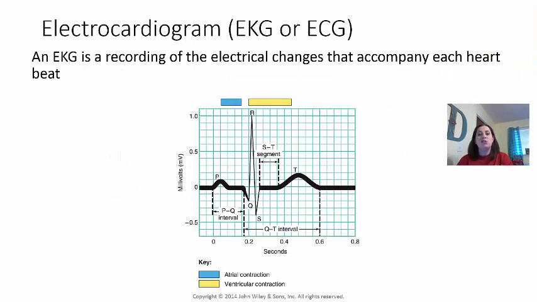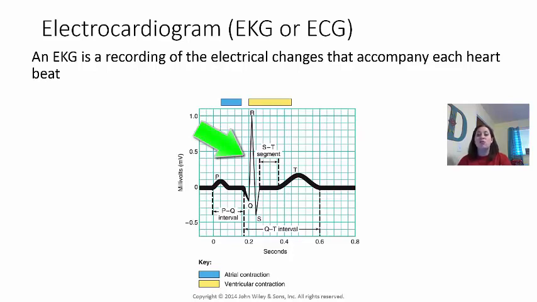So this shows you right here a regular electrocardiograph, an EKG that's recorded. So you can see the P wave. In the P wave, this is where the atria are doing their contraction. Then you can see the QRS complex. In the QRS complex, that's where the ventricles are doing their contraction.